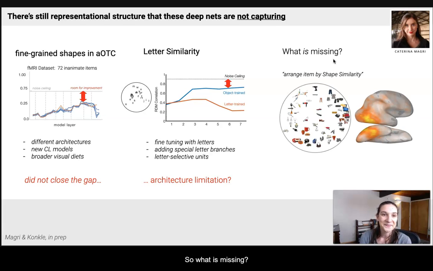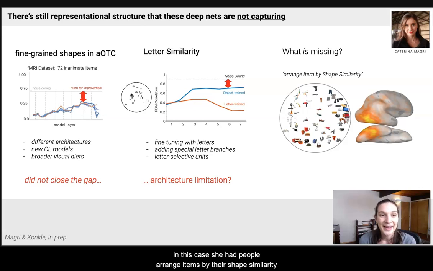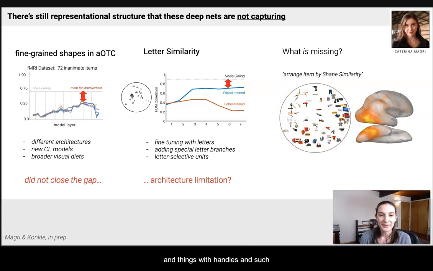So what is missing? I think there's some insights into this that have been nicely demonstrated by this behavioral work by Katerina Magri. So she had people take those same 72 items that were used in this data set, and then she had them drag and drop them to be arranged by similarity of different kinds of similarity. In this case, she had people arrange items by their shape similarity. So ignore the categories and just think about how they're shaped. And you can see boxier things and rounder things and things with handles and such.